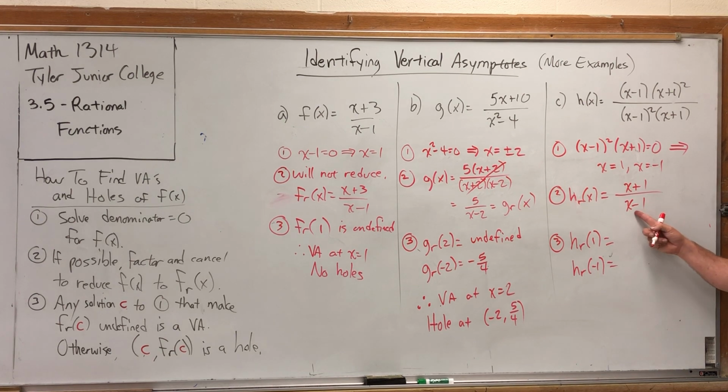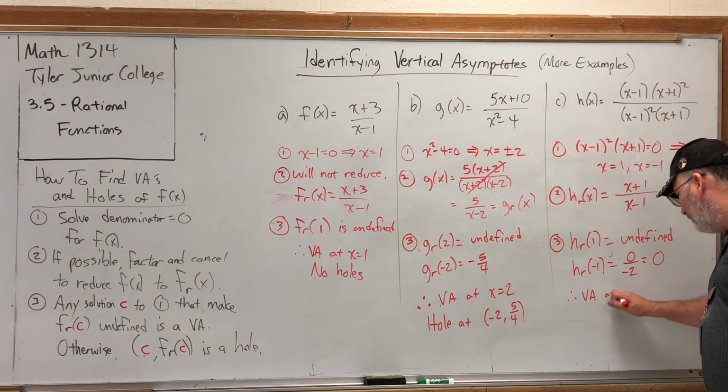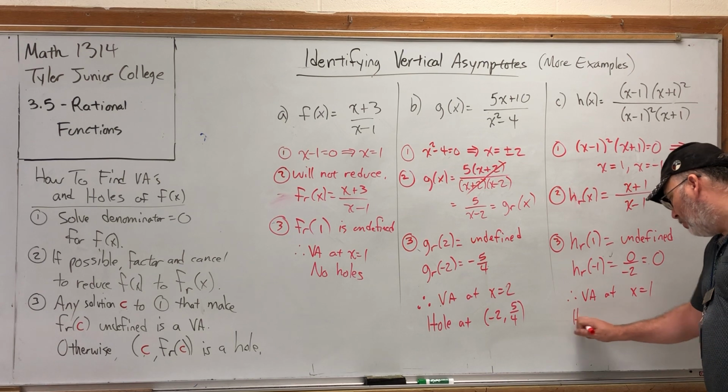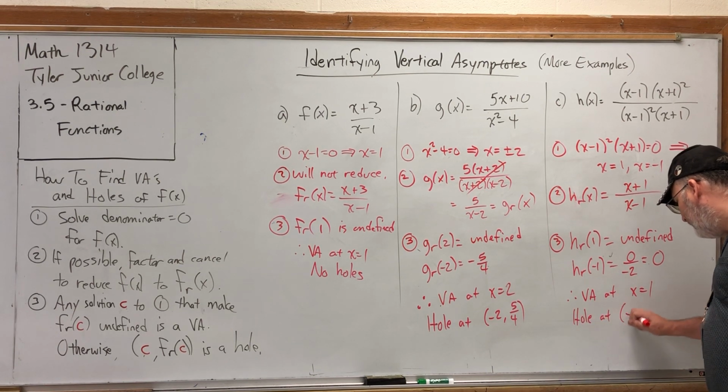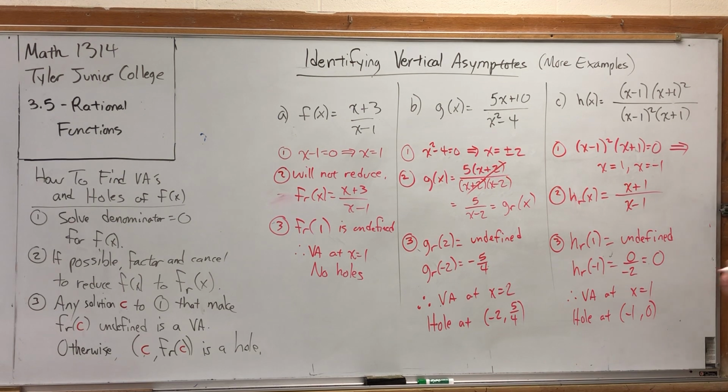1 still makes it undefined because there's still an x minus 1 down here. But negative 1 will actually work because if you substitute negative 1, you get negative 1 plus 1 on top, which is 0. Negative 1 minus 1 on the bottom, which is negative 2. 0 divided by negative 2 is 0. So, there's a vertical asymptote at x equals 1, but there's a hole at negative 1, comma 0. Even though both factors had some canceling.